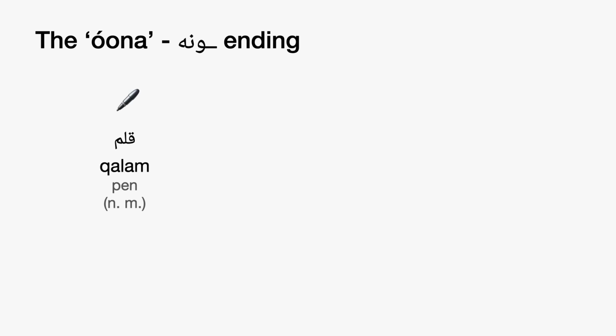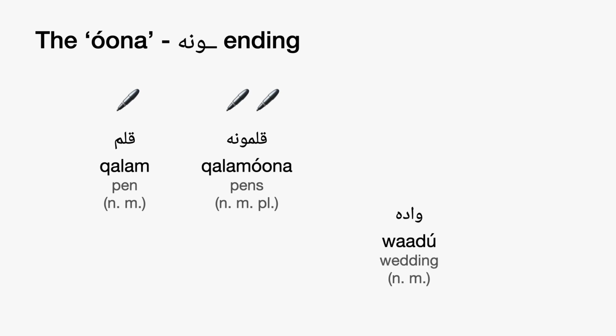Let's look at a few more examples of this. For instance, kalam is a pen. If we add the una ending onto it, it's kalamuna, pens. Wade for wedding. When we add the ending on it, just like anytime we add an ending on the end, we just cover over it and say waduna. So wade becomes waduna.